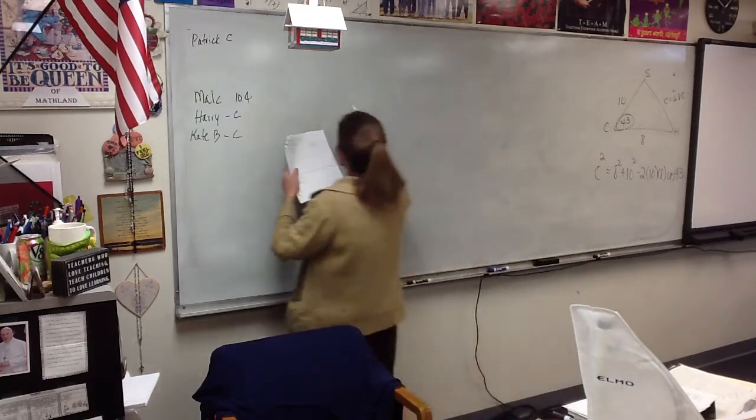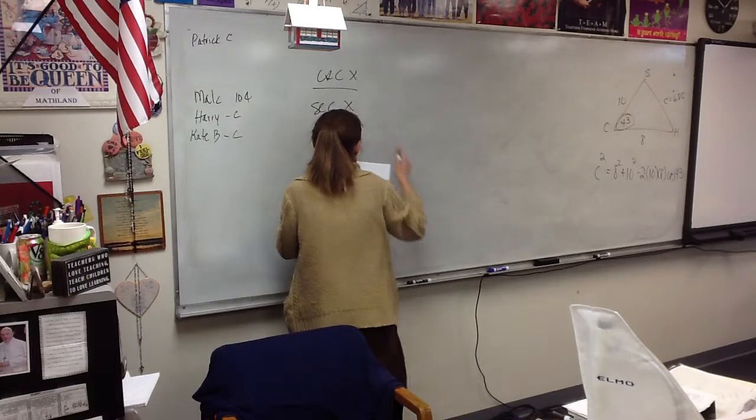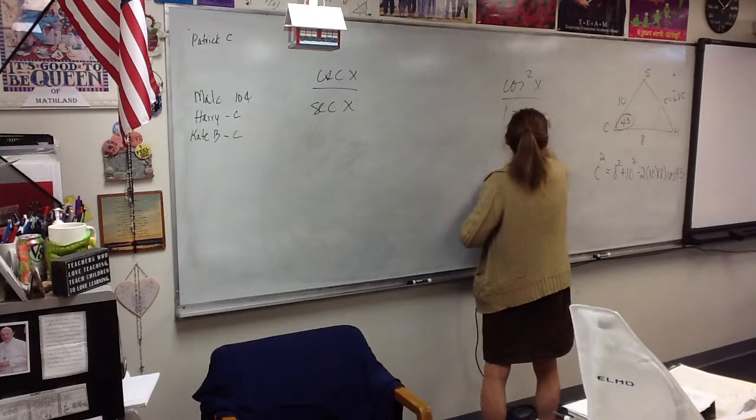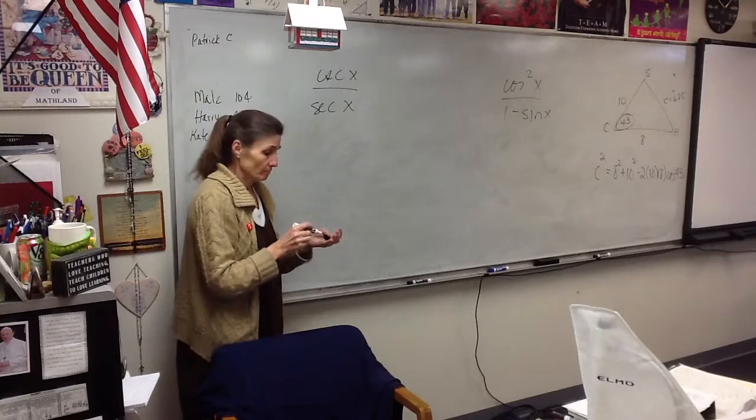Okay, so the first one says we're going to simplify cosecant over secant. And cosine squared over 1 minus sine. All right, here we go.